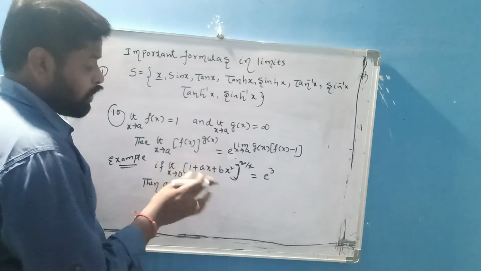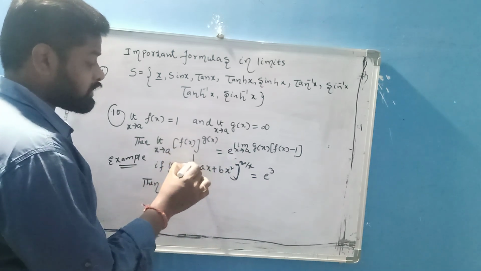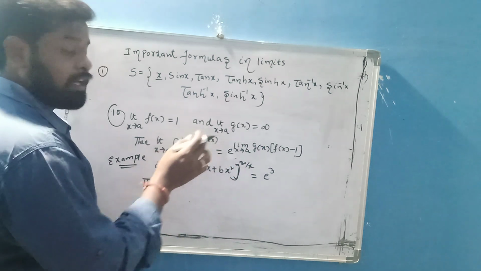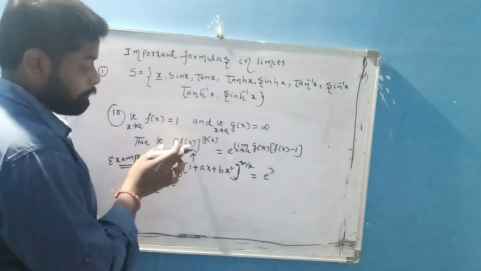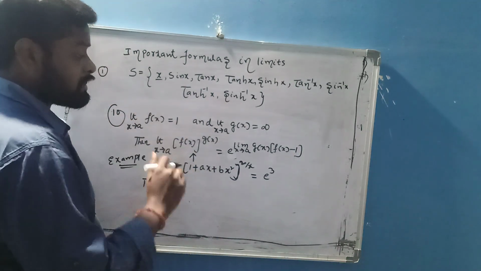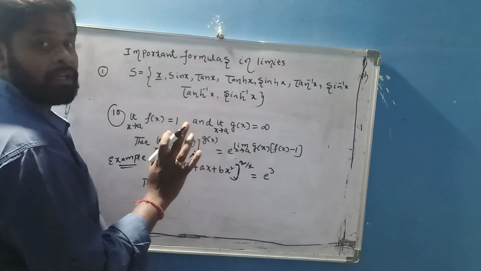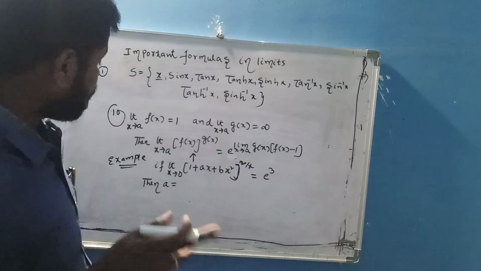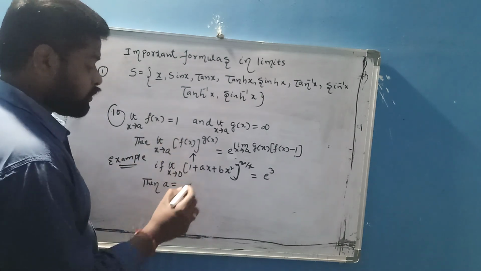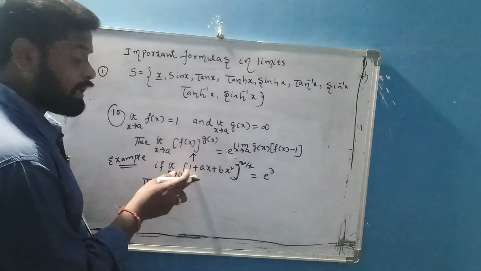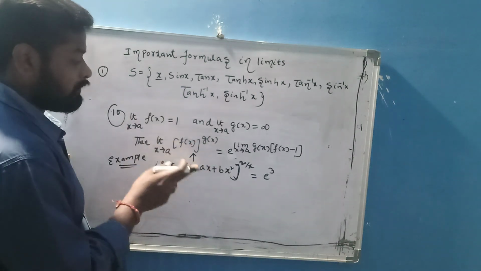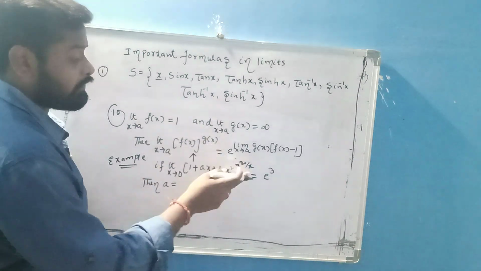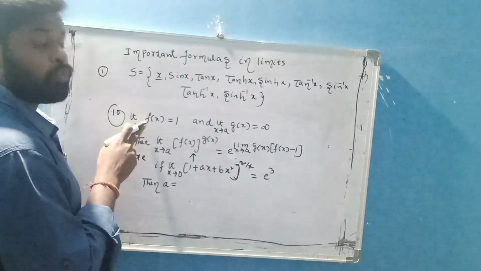In the given question, is this the form of f of x whole power g of x or not? Please check that: 1 plus ax plus bx square whole power 2 by x, is it like this form or not? Please compare that form. Then you can apply this condition. Compulsorily, you can check the two conditions before. What are the two conditions? Here f of x equals 1 plus ax plus bx square, and g of x equals 2 by x. Now we check the condition.